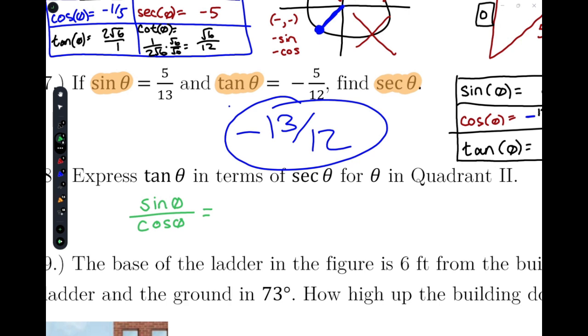How do we express that in terms of secant? Did you do it already? 1 over negative cosine theta, because it's in quadrant 2 and cosine is negative. So you move the cosine, then you're going to flip both, basically. But that doesn't express tangent. That would be expressing a different thing.